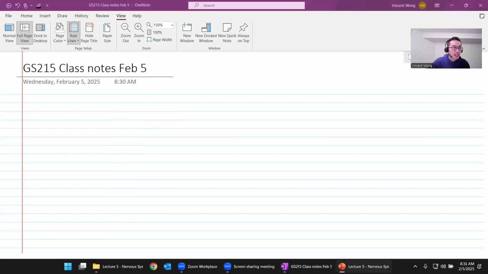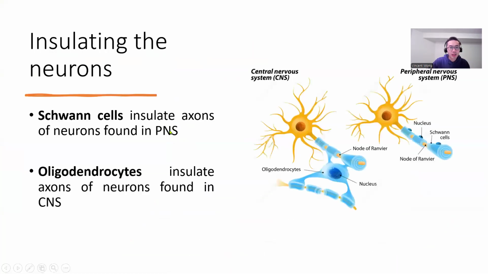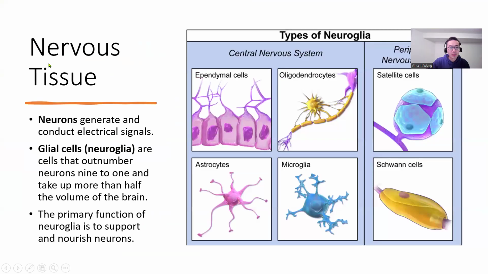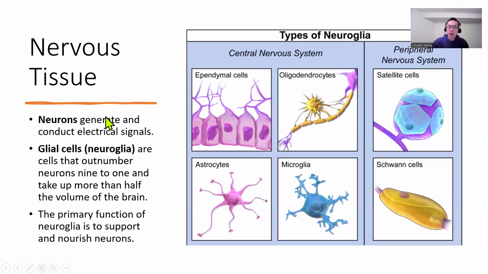So let's go through some slides again to remind you where we left off. We talked about how nervous tissues are separated into neurons. They are the ones that are responsible for receiving signals and transmitting them forward, and they do not regenerate. They don't do mitosis, for example. So we need to protect them with these glial cells, and there are a lot more glial cells in the body than neurons themselves. And here are some examples of those glial cells. Glial cells and neuroglia mean the same thing.